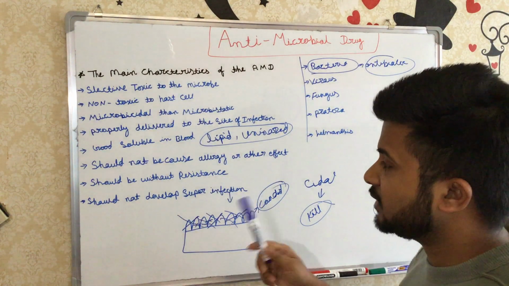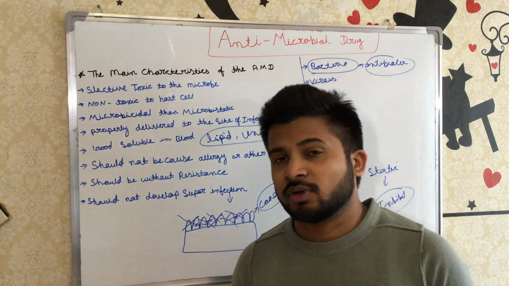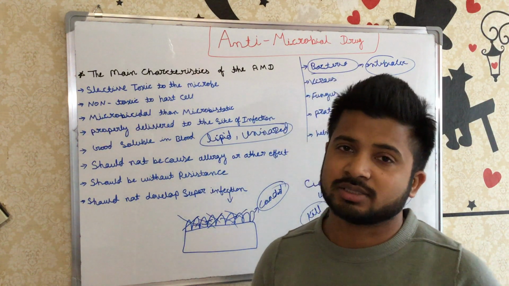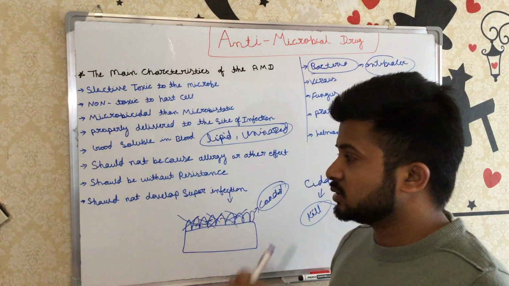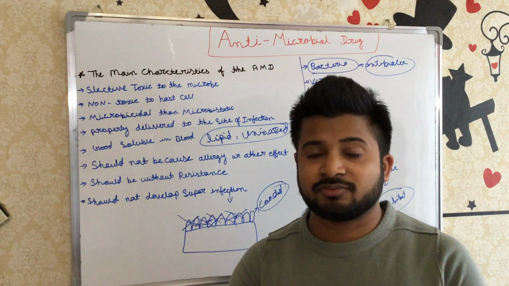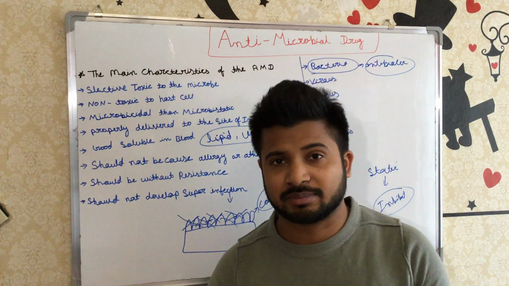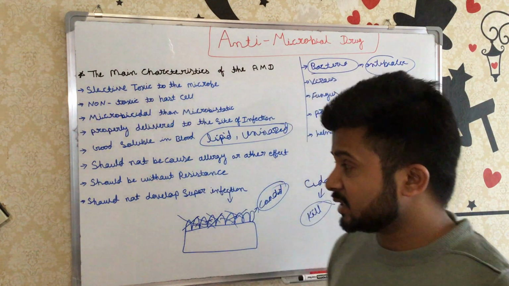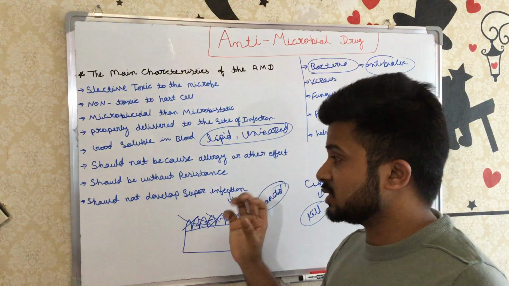Then, the drug should not cause allergy. For example, if you give any antimicrobial drug and the person starts to have an allergy, obviously allergy is a very dangerous condition. If a type 1 hypersensitivity occurs, like anaphylactic shock, sometimes the patient can even die. So in these conditions, we have to first test the drug.